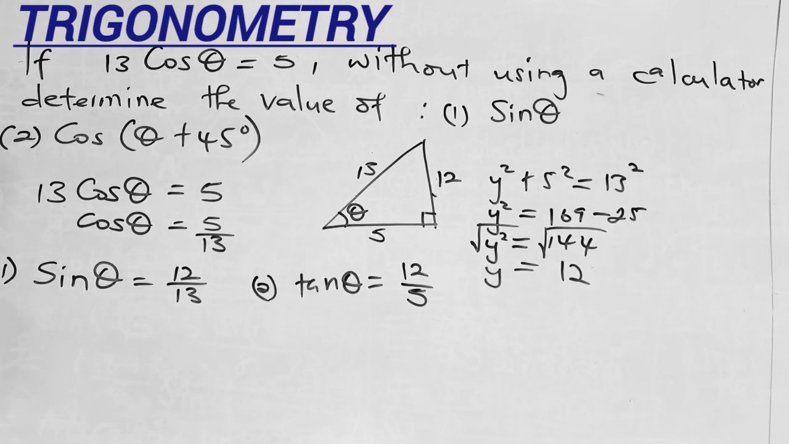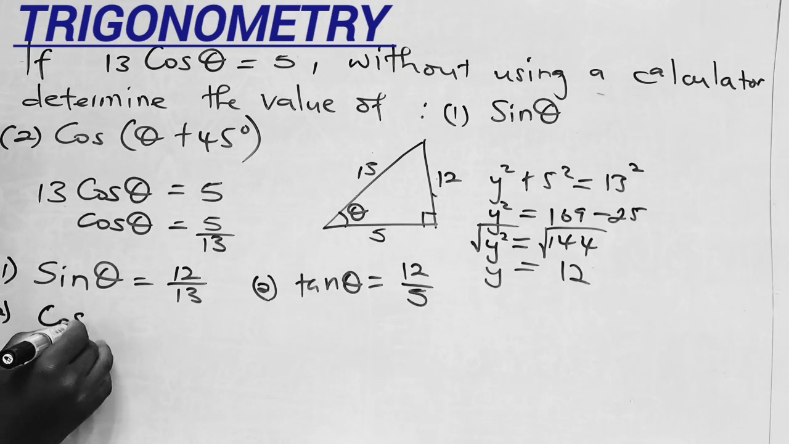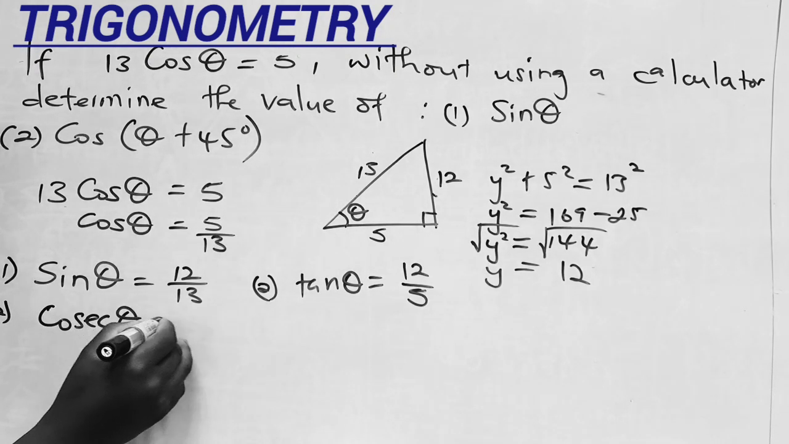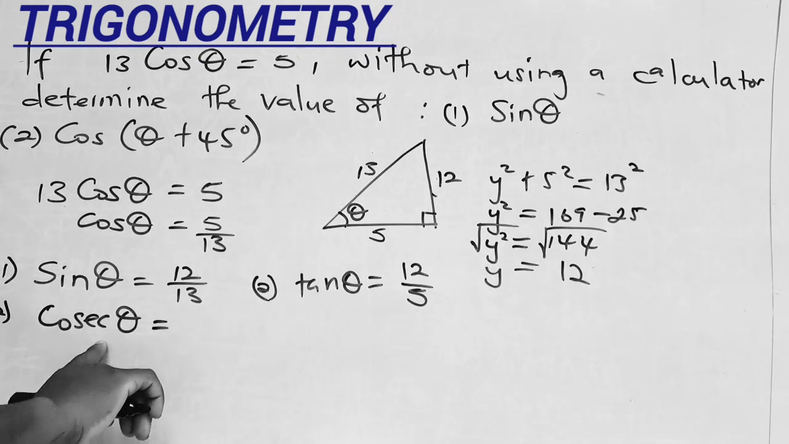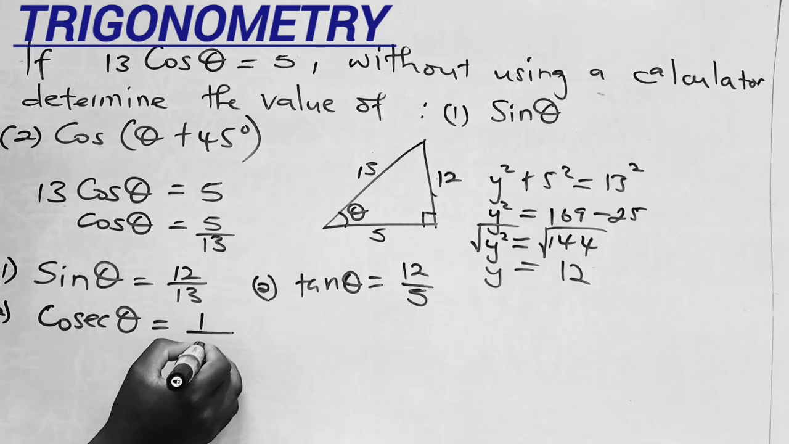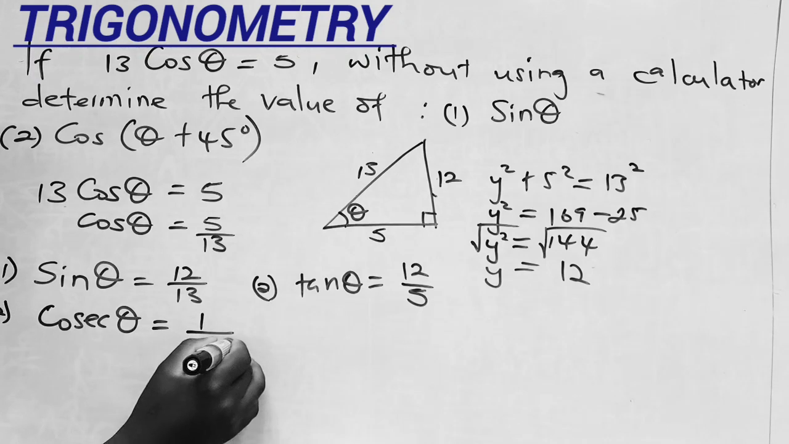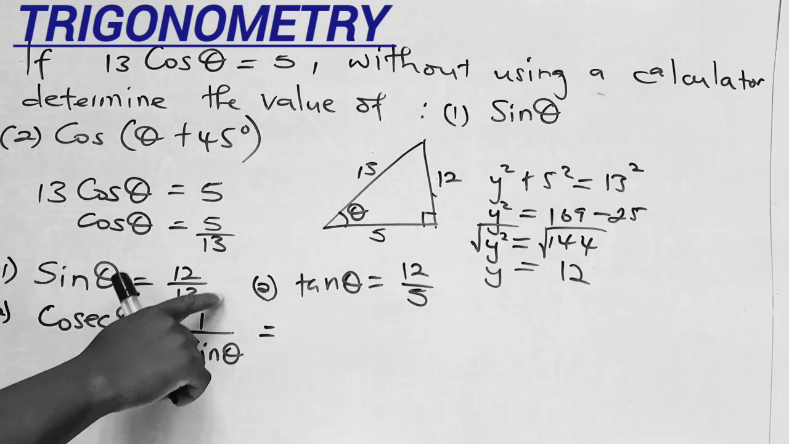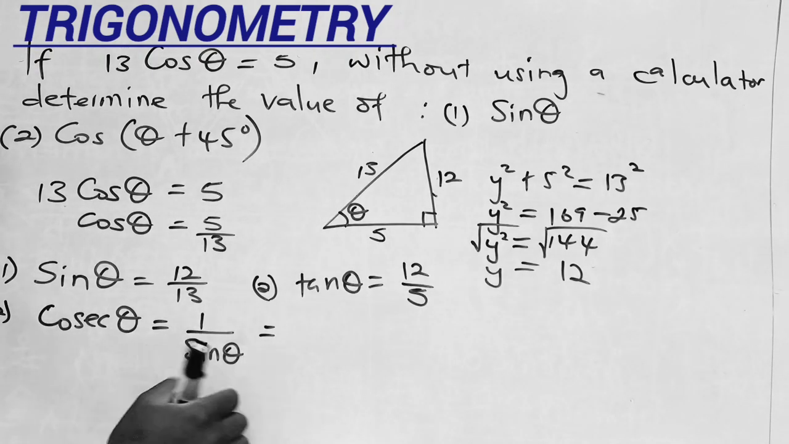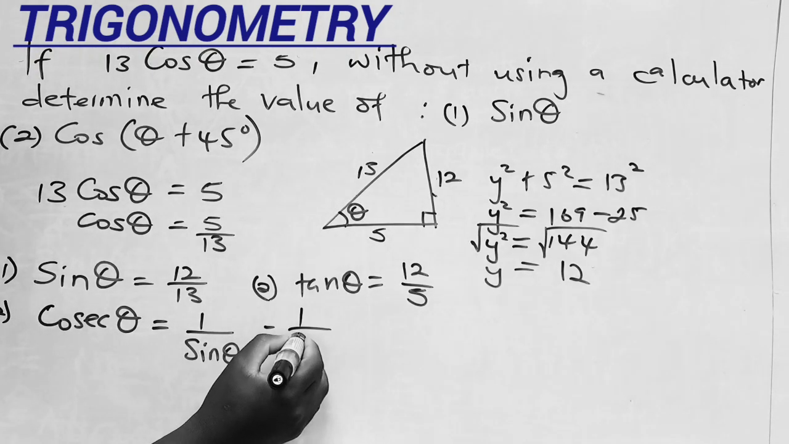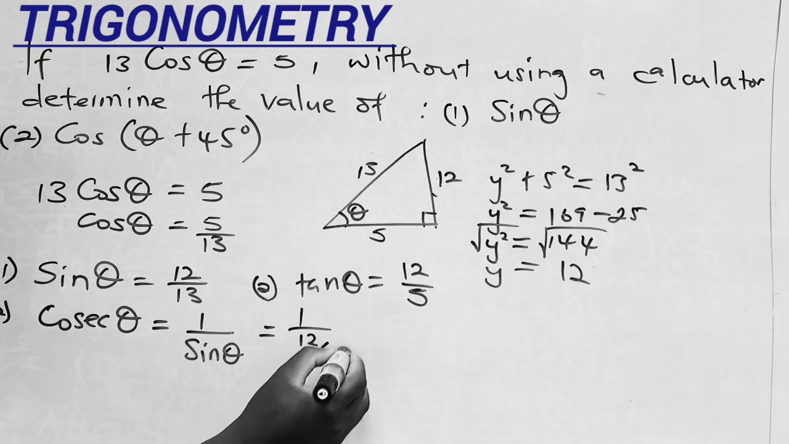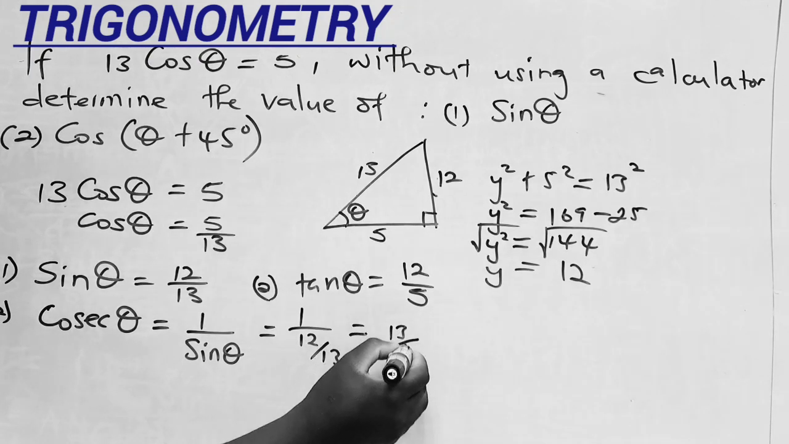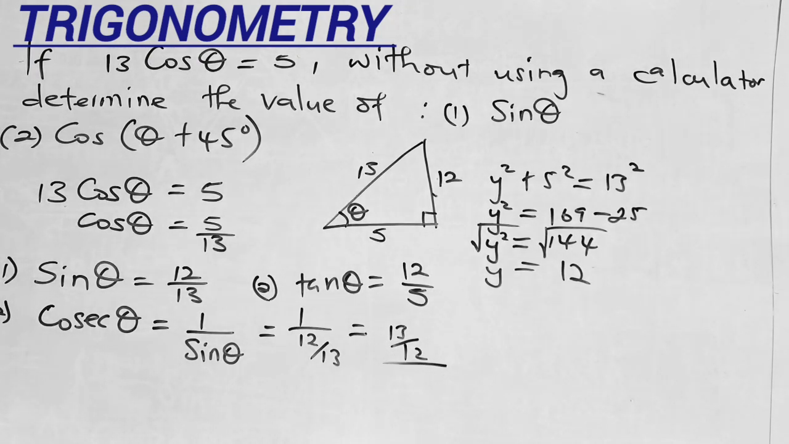In case they ask, they can ask us to find cosec theta. What we need to know is cosec is 1 over sin theta. So that will be the reciprocal of this one. So our answer will be 1 over 12 over 13. Then it simplifies to 13 over 12.